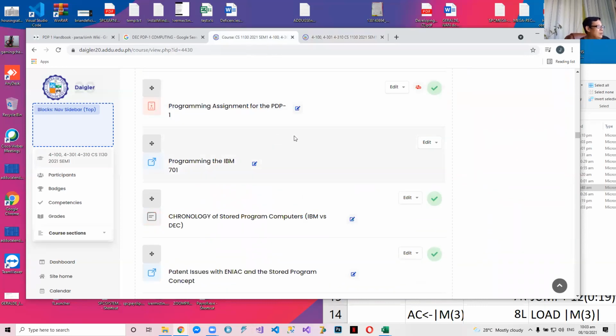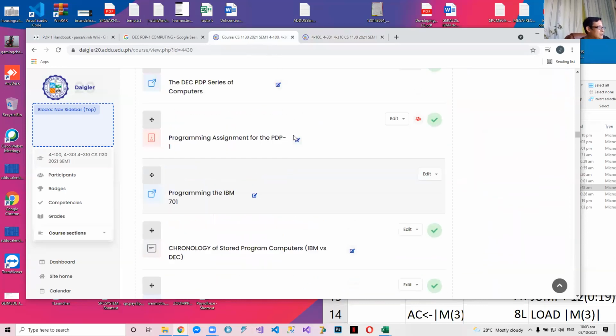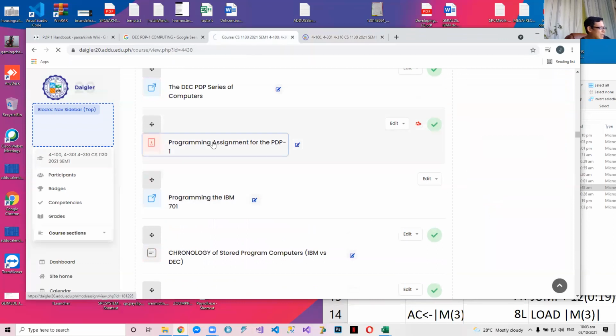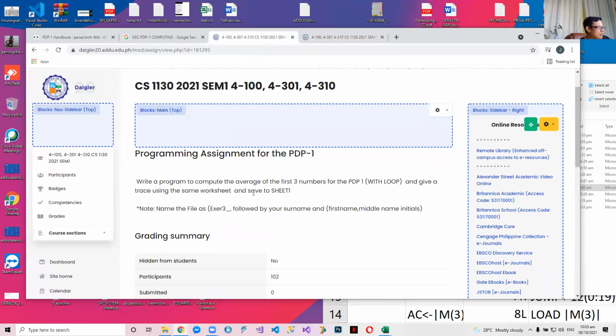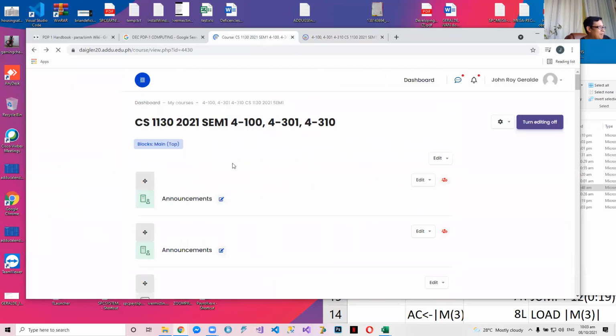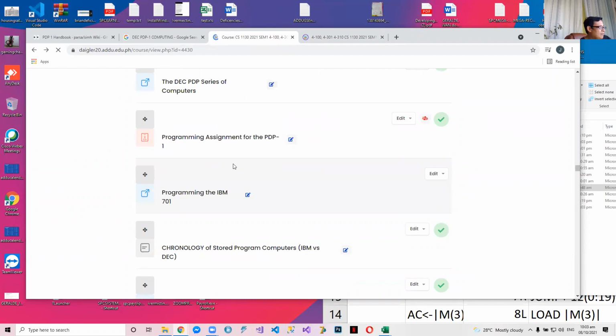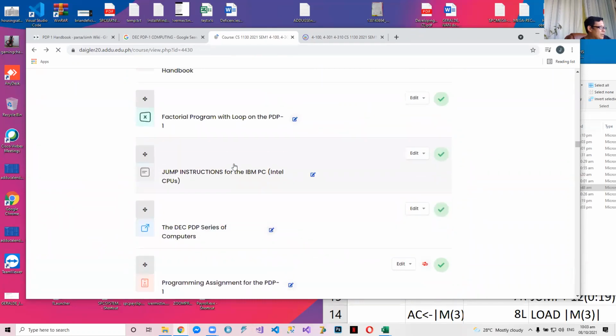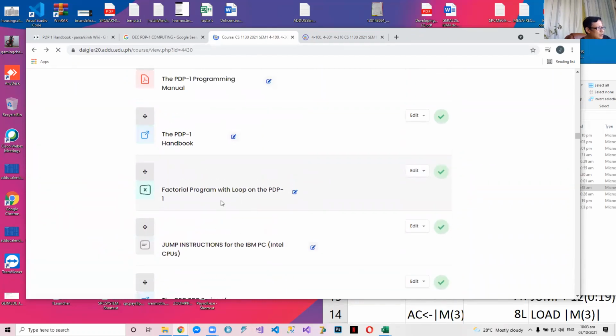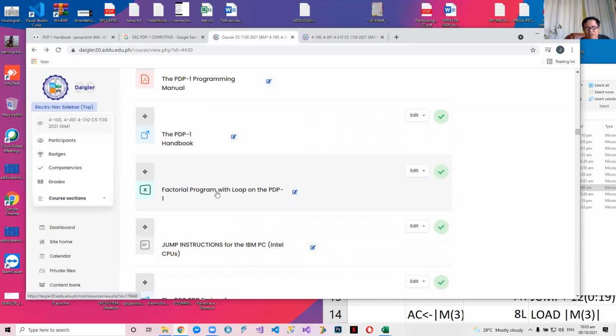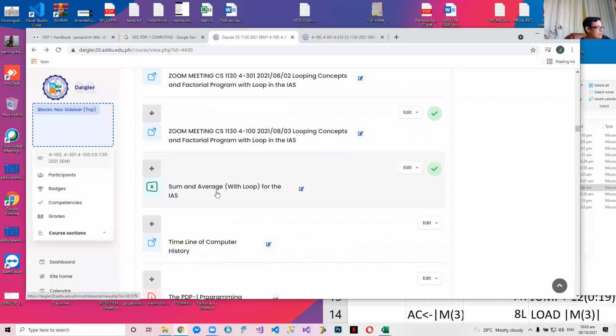Do you follow? Okay. So you will have a programming assignment, no? What you will do is compute the average of the first n numbers, only the average, okay? Do you follow? In fact, I have an example. I have a sample program for the PDP-1 there. The factorial program with loop for the PDP-1.